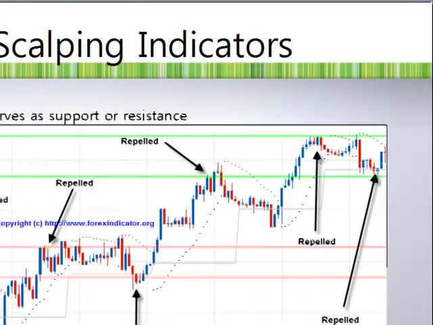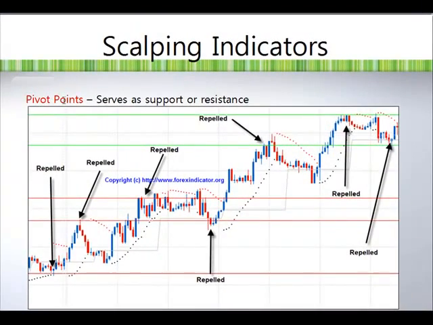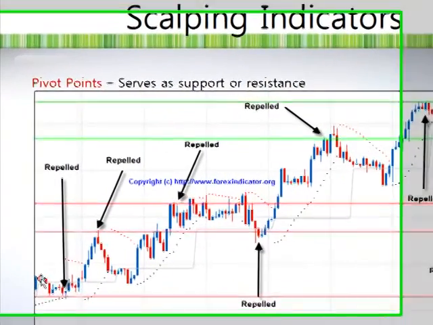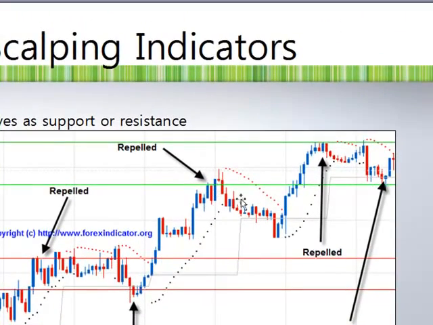The next indicator that we're talking about is the pivot points. Be it the daily pivots, weekly pivots, or monthly pivots, they all serve as strong support and resistance. Take a look at this picture below. You can see that the price hit the pivot point, get repelled by it, hit the pivot point, get repelled by it, hit and repel. You hit here, get repelled, hit, repel. You can see how strong this pivot point is.